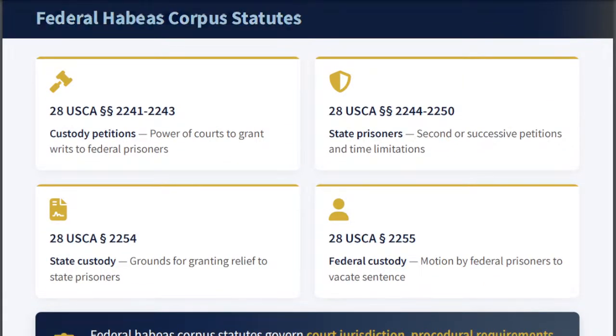Federal habeas corpus statutes. 28 U.S.C. 2241 to 2243. That's the custody petitions. So these are federal habeas corpus statutes, if federal prisoners. Power of the courts to grant writs to federal prisoners. There's 28 U.S.C. 2244 to 2250. This is for state prisoners, the second or successive petitions and time limitations. 28 U.S.C. 2254 is state custody, grounds for granting relief to state prisoners. And 28 U.S.C. 2255 is federal custody, motion by federal prisoners to vacate sentence.